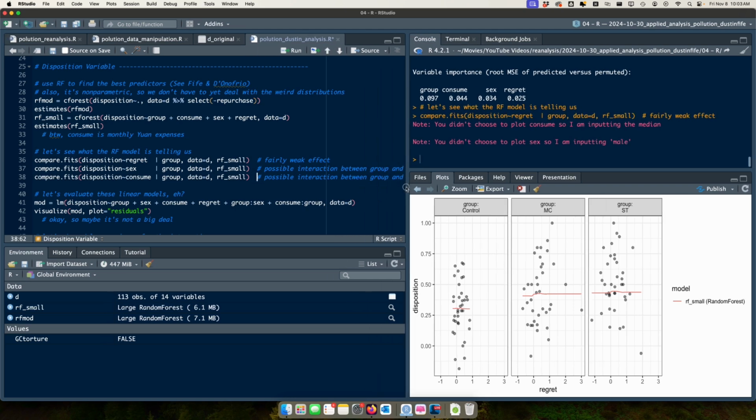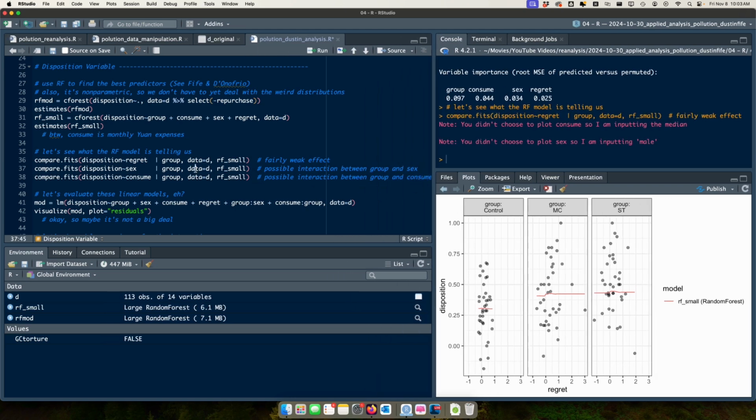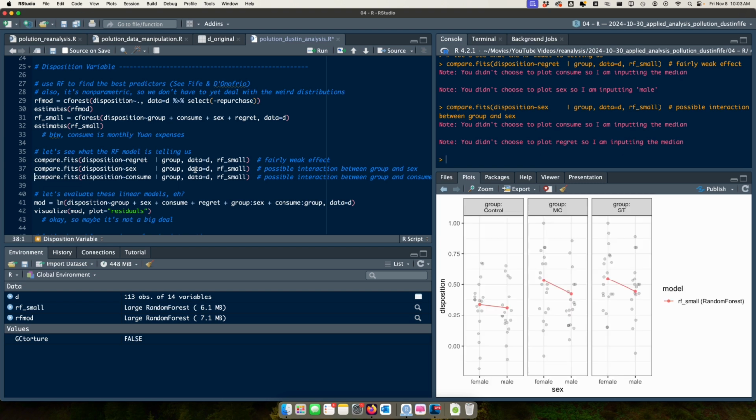Let me make this a little bit bigger. And then if we look at sex or gender, we see that there are group differences and they shift a little bit depending on the group. So in the control group, there's very little difference between males and females. In the mosquito coils, there's a fairly large difference, as well as in the straw group. So it looks like there might be an interaction effect between group and sex.